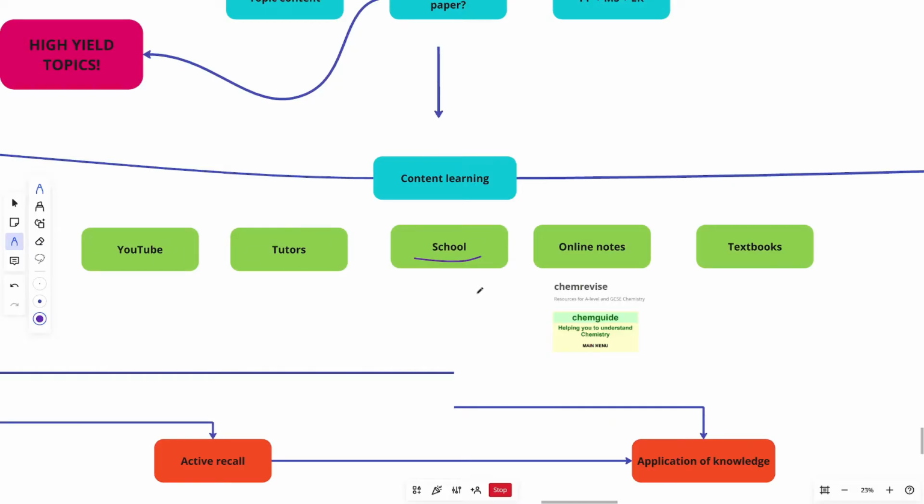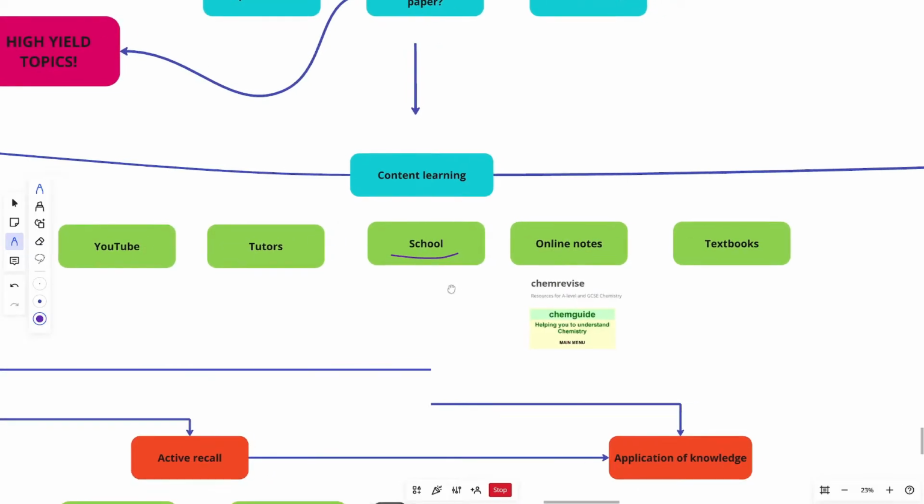Got to go to school, sixth form, college, whatever that may be. Your online notes, free and paid. Two I highly suggest, that got me through my A levels: Chem Revise, absolute G, and Chem Guide. Okay, this one is not exactly AQA specific or exam board specific, I believe, but it's still incredibly useful because sometimes Chem Revise doesn't have that nuanced understanding that you sort of need to fill in the gaps, okay? Online notes, those are two recommendations. You can buy some. You've got the textbook as well. Textbook's a bit waffly in my opinion, but it's still good in certain areas.